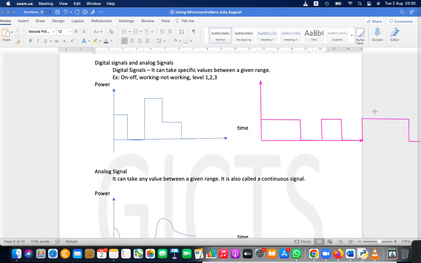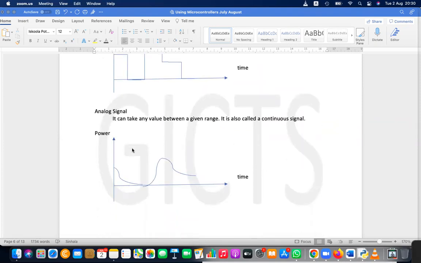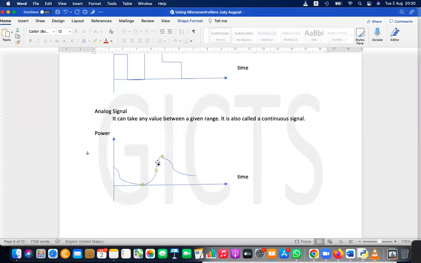So digital can have two levels like this, or it can have many levels also. Doesn't matter. Analog is when it takes any value between a given range. For example, the human hearable sound range is 20 to 20,000. If a signal can take a value between a given range, we call that an analog signal.